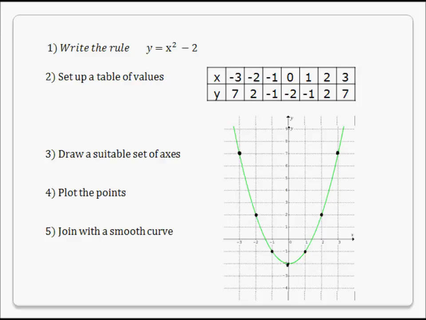We also looked at some non-linear graphs, and we worked out that the easiest way to do these was to set up a table of values. To complete the table of values, now you may recall that there was some technique that we had to use when using our calculator. So if I wanted to square the number -3, I just need to be very careful that I put the -3 in brackets before I square it. And then we plotted the points. Had a nice smooth curve.